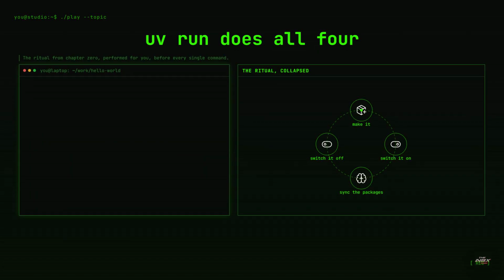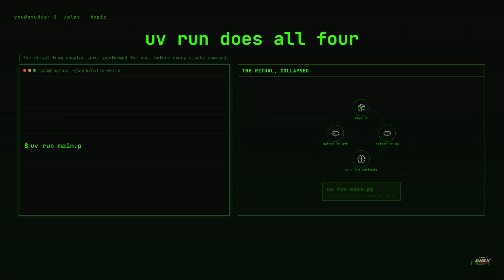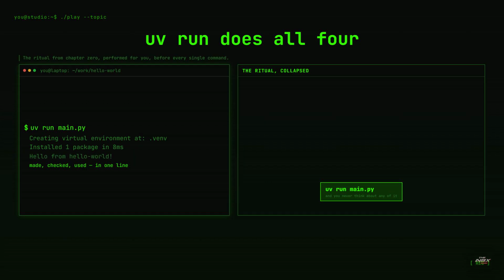One command deserves special attention, and you'll type it constantly. uv run does the whole ritual from chapter 0 on your behalf. Check the environment exists, make it if not, make sure the packages match, then run your code inside it. Four steps, invisible, every time.